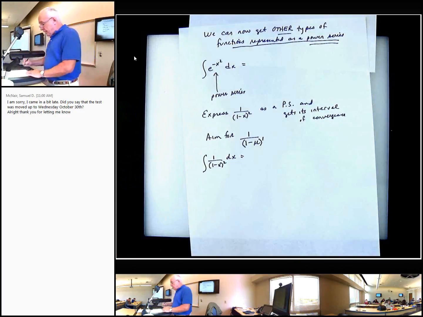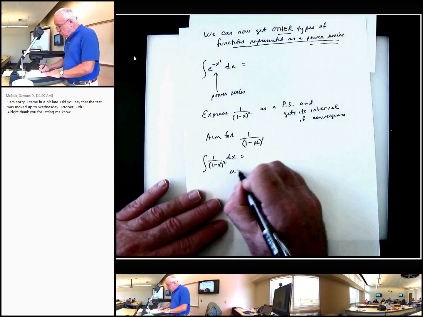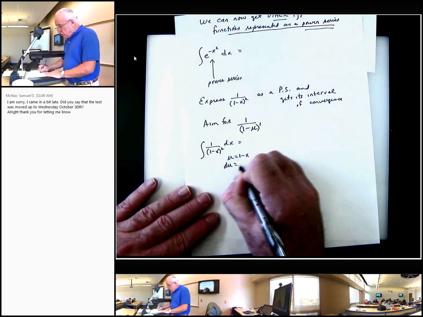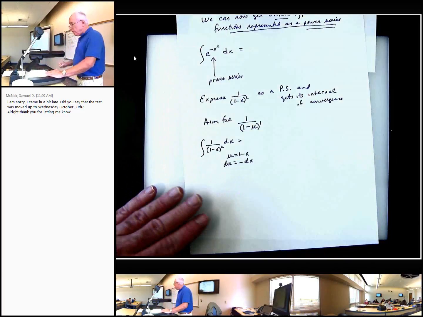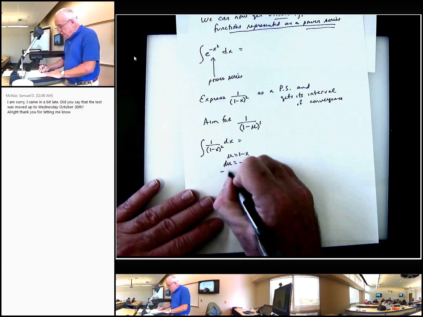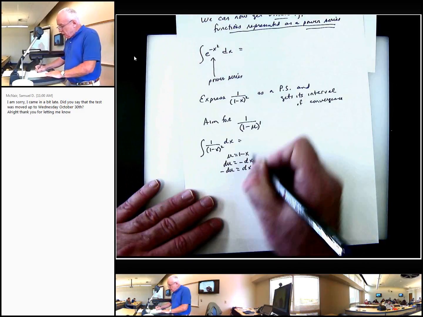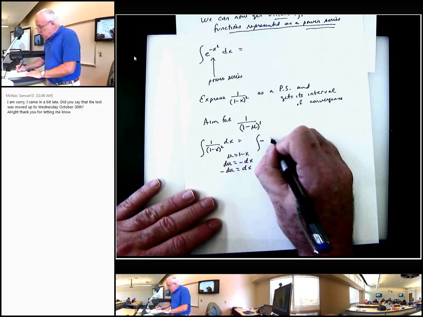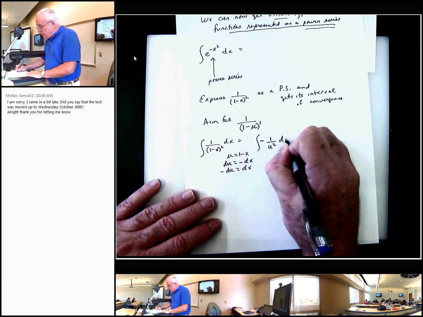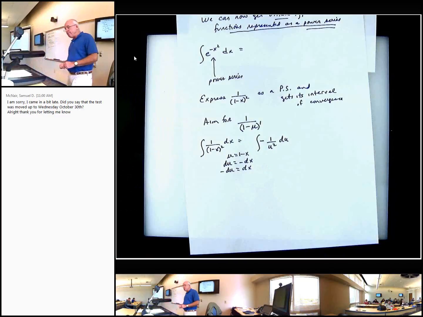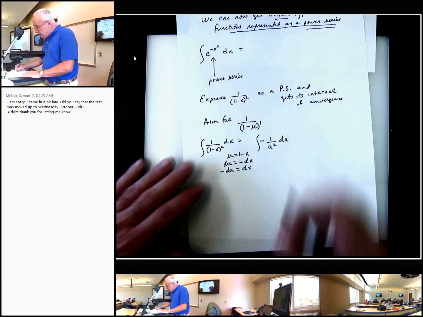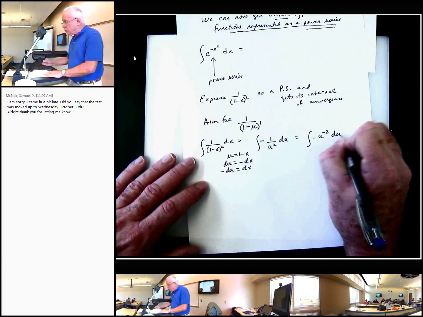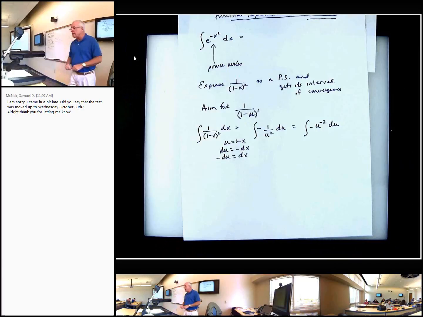Well, we're going to use a basic substitution. Let u equal 1 minus x. So du is equal to minus dx. So therefore, minus du is equal to dx. So what we come up with here is minus 1 over u squared du with our substitution. And so this is minus u to the negative 2 du, just rewriting the exponent.